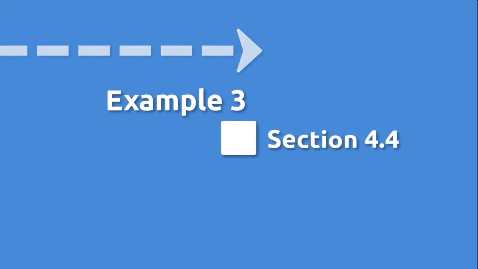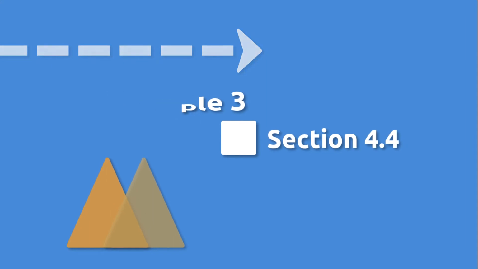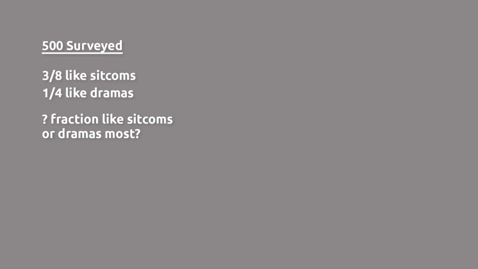With example 3, we are told that 500 television enthusiasts were surveyed, and that of those surveyed, 3/8 enjoy sitcoms the most, while 1/4 enjoy dramas the most. And then we're asked what fraction prefer watching sitcoms or dramas. Now, this question brings up an interesting point before we get to the actual problem.